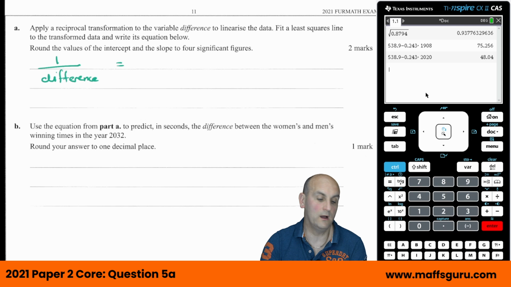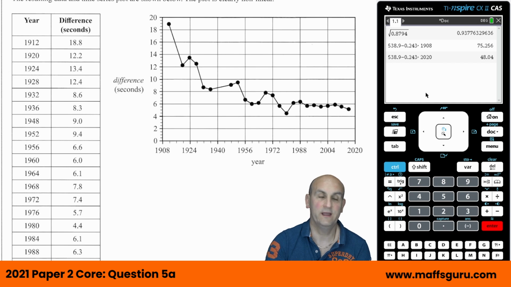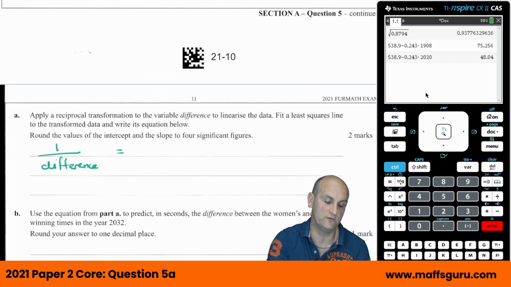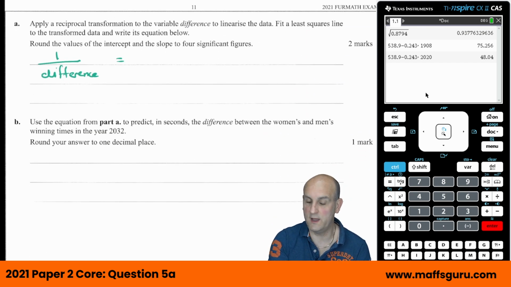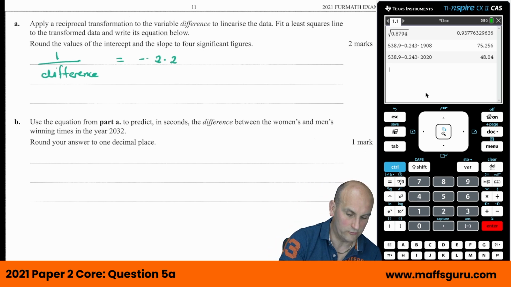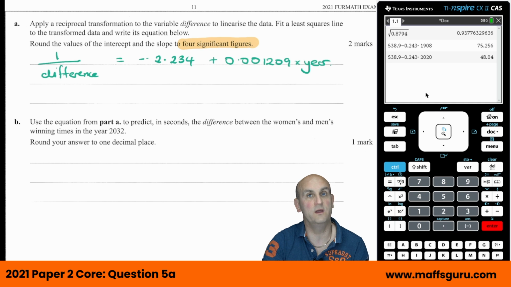It is equal to, and again, I put that data in, I made sure that I had the year and the difference. Again, I'll do these questions later on in another video maybe that shows you specifically how to do that, but hopefully by now you do know how to put this data in and do a reciprocal transformation. Having put the data in, having got my 1 on y, I then pressed a few buttons and said, okay, can you tell me the equation of the least squares regression line? And out came minus 2.234, and again the question was quite clear, 4 significant figures, plus 0.001209 times the year. And I'm going to say now, guys, if you've used the values of x and y there, you're going to lose your marks.